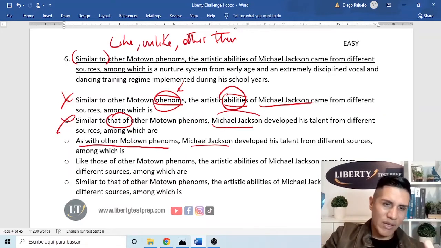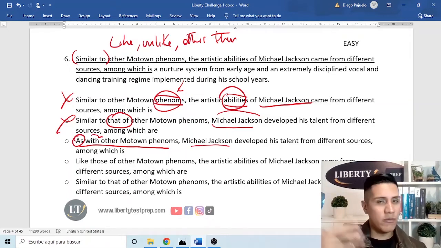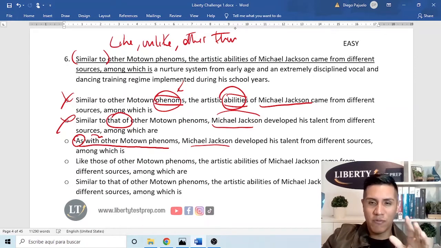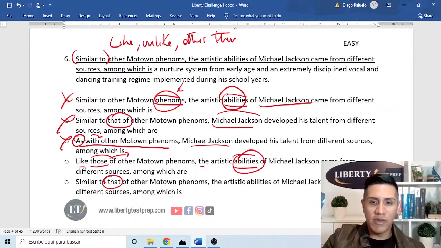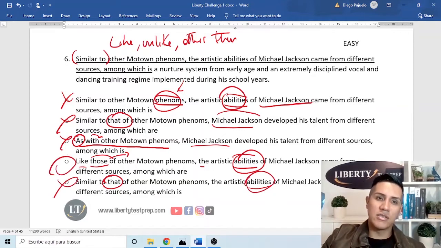Why? Because normally we don't have an as plus a preposition phrase to compare things, but when we do, that's a little bit more advanced, and it's used for other things. It's used when you want to say that one case is going to get repeated. This is not the case, so that's out. Letter D, like those of the artistic abilities. That could be, because those of could be replacing the abilities, and then we are comparing it to the abilities, so that's fine. Those are two things. And letter E, similar to that of our abilities, that's wrong, because that of is singular, abilities is plural, so that's out, and we stay with letter D as in David again, okay? So that's the answer for number 6.